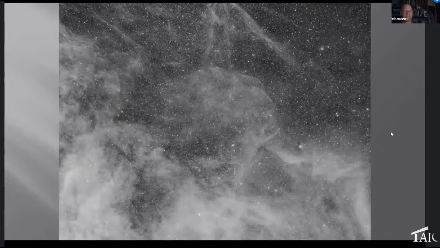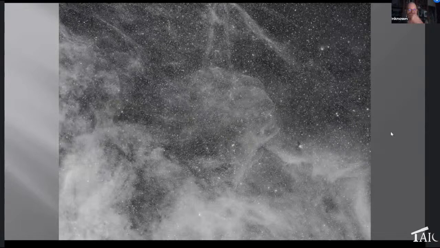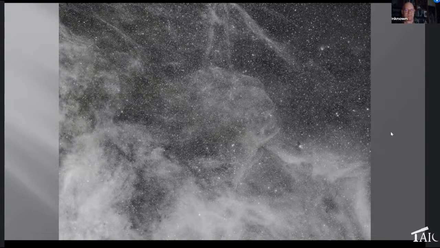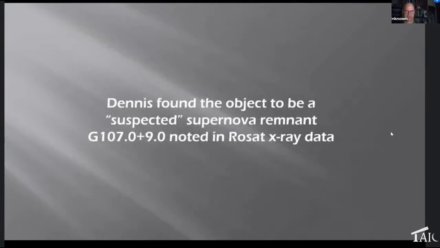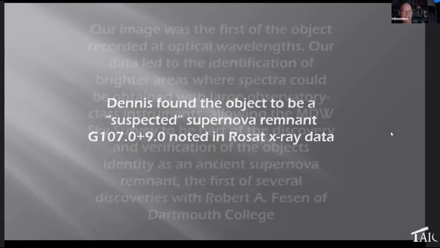Now, I'm less interested in making a really gorgeous image and more interested in finding this real faint stuff. And sometimes that's buried right along the edge of the noise in your image. But this was pretty interesting. It turns out this object was a suspected supernova remnant, G107.0+9.0. It was first noted in ROSAT X-ray data.